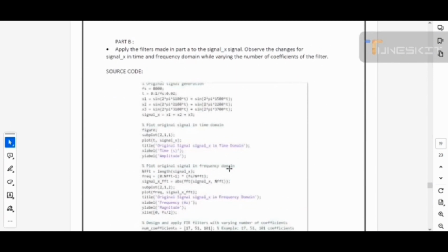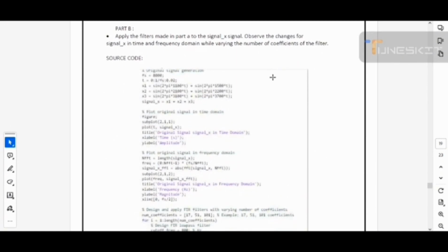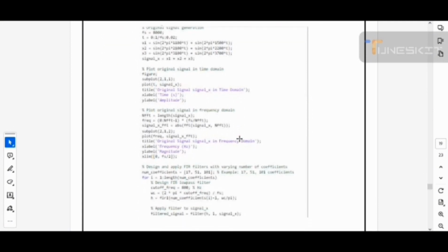In the next lab task, we have to apply the filters that are made on the signal x signal, and then observe the changes in that signal in the time and the frequency domain while varying the number of coefficients of the filter. In this lab task, first of all, we have given our sampling frequency and the time domain, and there are 3 signals that are given. We have to add all of the 3 signals, and we have to convert our original signal from the frequency domain, and plot it.